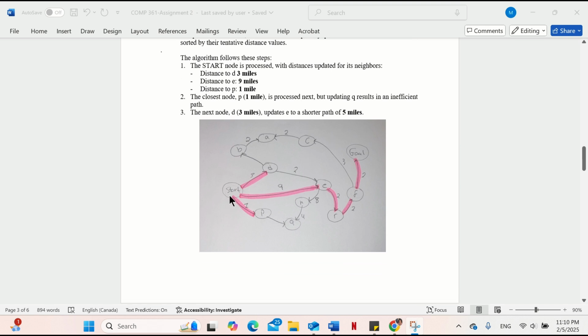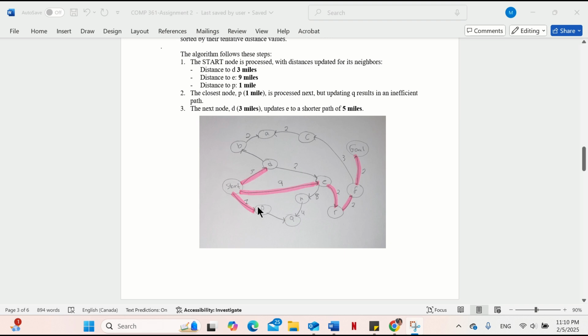We start at the start node with a cost of 0 miles and update its neighbors. Distance to D equals 3 miles. Distance to E equals 9 miles. Distance to B equals 1 mile. We pick the closest node, which is B, at 1 mile, but it doesn't provide any better path, so we continue.